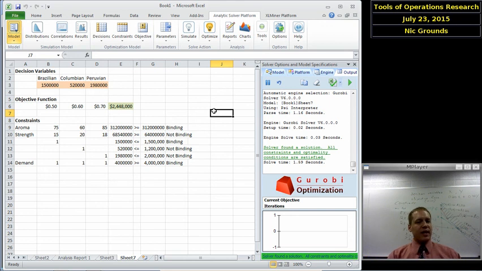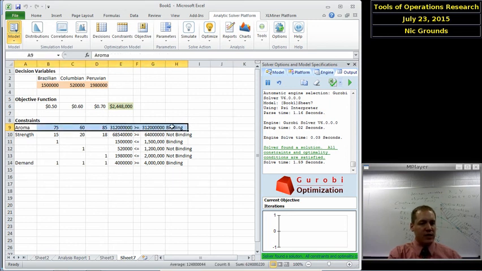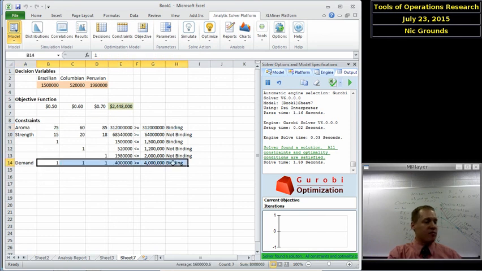Buy as many Brazilian beans as you can, 1.5 million, and then a mix of Colombian and Peruvian beans, such that you meet the minimum aroma rating. That's the binding one. And obviously such that you get enough pounds of beans. So the 3 decision variables, 3 binding constraints.